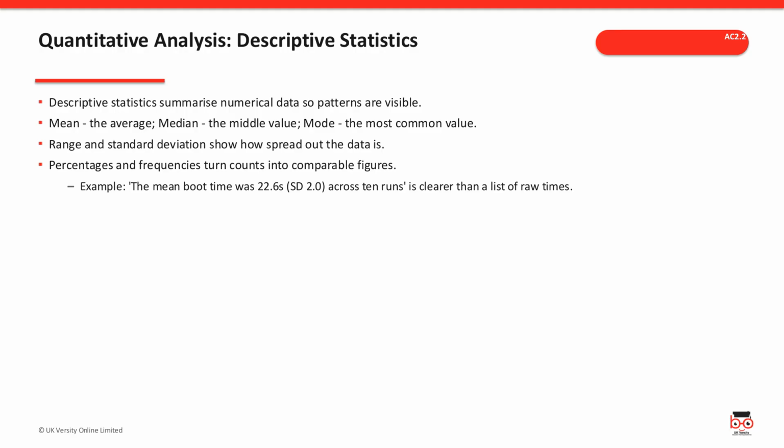Once you have numbers, descriptive statistics help you see the patterns. The mean is the average, the median is the middle value, and the mode is the most common one, while the range and standard deviation tell you how spread out the data is. Percentages and frequencies turn raw counts into figures you can compare. Saying, "the mean boot time was 22.6 seconds with a standard deviation of 2 across 10 runs" is far clearer than listing every raw time.